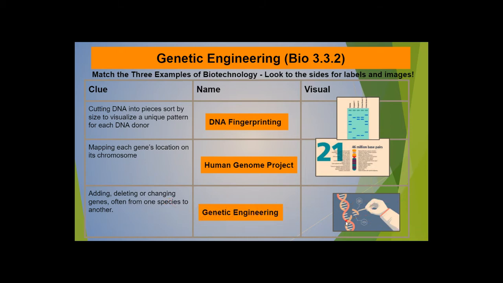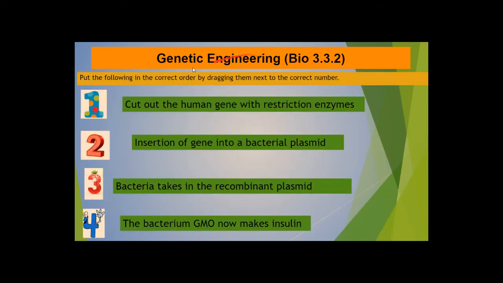This diagram represents DNA being taken out by a scientist. With genetic engineering, we should know the order. So you cut out a human gene with the restriction enzymes. You put that into a plasmid. Remember, a plasmid is the circular DNA of a bacteria. That bacteria takes in the recombinant plasmid. It's called recombinant because you've combined the human DNA with the bacterial DNA. And now the bacterium is a genetically modified organism, and it makes insulin, which can be used to treat things like diabetes.